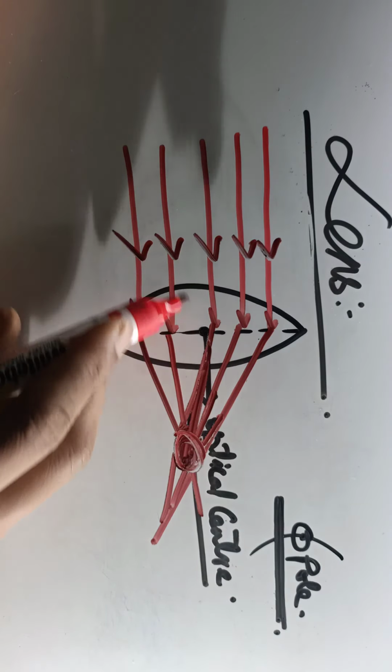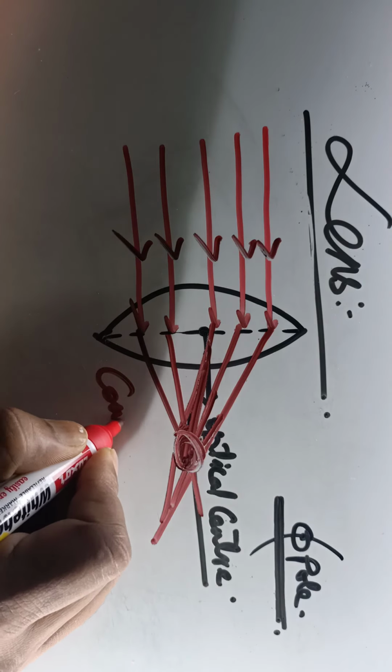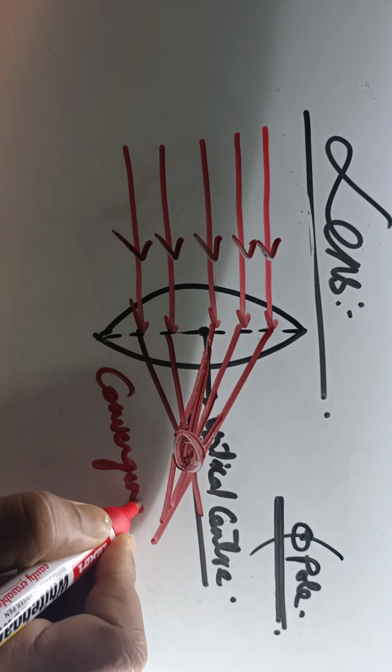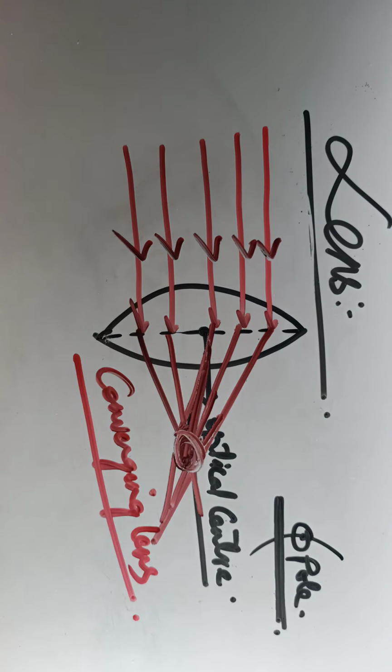Since all the rays of light after refraction are meeting at a point, this convex lens is also called a converging lens.